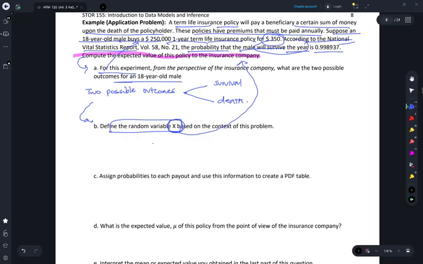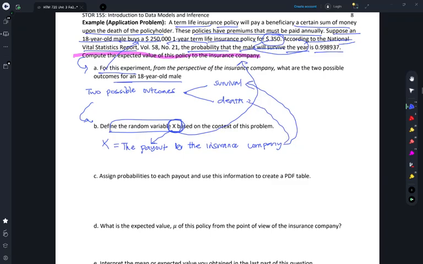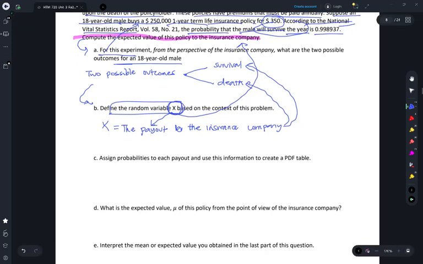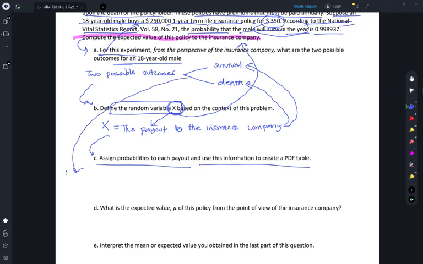So let us see. Our X in this case will be the payout by the insurance company, depending on whether the person survives the year, which is zero, or dies, where they have to pay $250,000. Well, if that is the case, can we build a probability model to summarize this information? Yes. Let us bring the first result out. There are a couple of outcomes here, either survival or death.